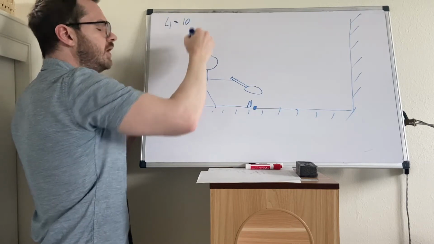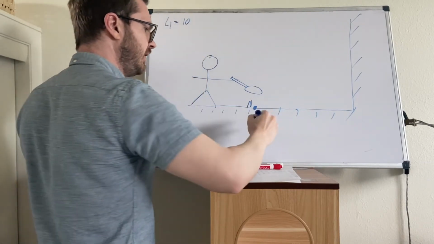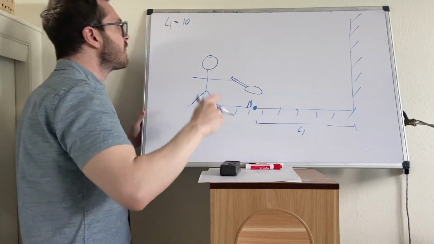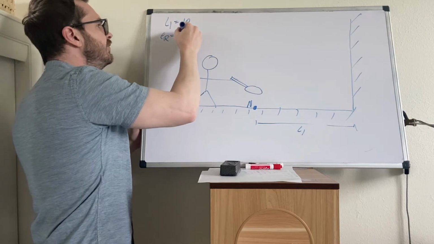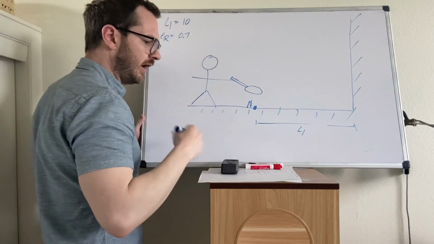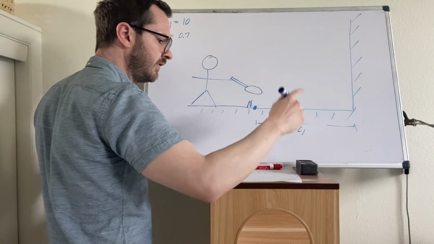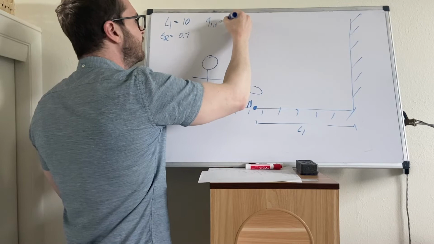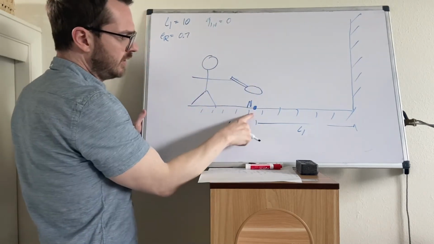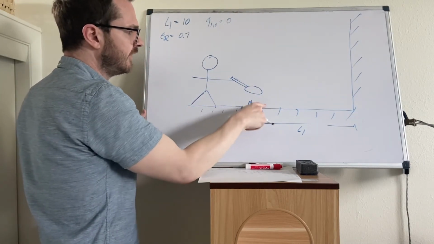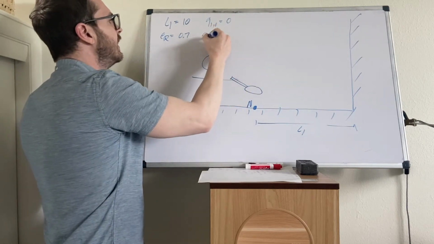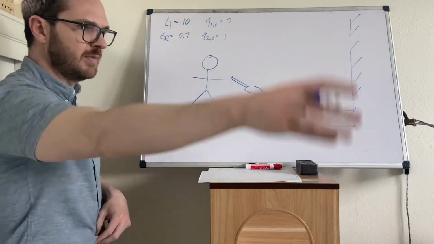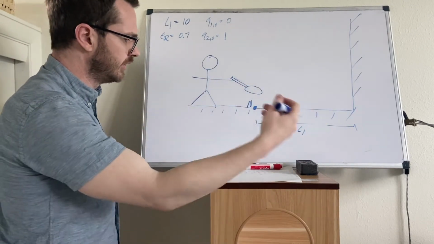So L1, I said L1 was 10, and remember L1 is the distance to the wall. I gave the coefficient of restitution as 0.7, and I used the same coefficient for both impacts. The initial conditions, so Q1 at time 0 is 0. Here's where I put point in, so it's aligned with there. And Q2 at time 0 was 1. So maybe a meter off the ground when you're hitting this ball.